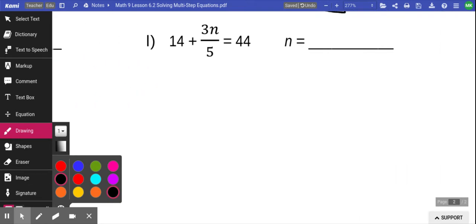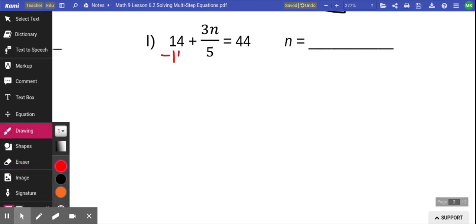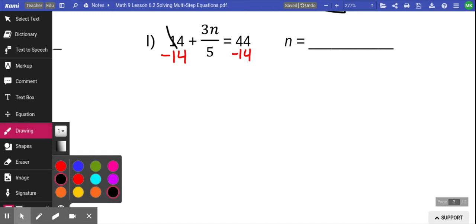We look over here at L. We have the same situation. We have a fraction, which is a little bit scary. We have 14 plus 3n divided by 5 equals 44. To solve for n, we have to move additions or subtractions first. I need to deal with this plus 14. The opposite of adding 14 is subtracting 14. So I need to move that first. When I do that on the left side, it cancels out, and I now have 3n over 5 equals 30.